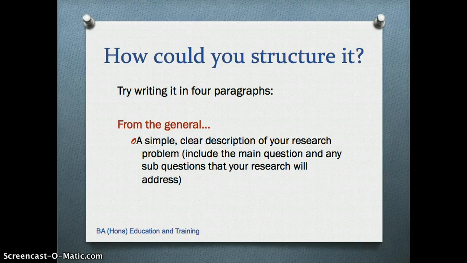So I'm suggesting that you opt for a 4 clearly defined paragraph structure, and that will ensure that you cover everything that an introduction to a research project ought to cover. Start with the general, this simple, clear description of your research problem. What was it that you were trying to find out? You might have had one main research question. You might have started with that question and then had some sub-questions that helped you to answer it. And those are the things that you include in this first general and introductory paragraph.